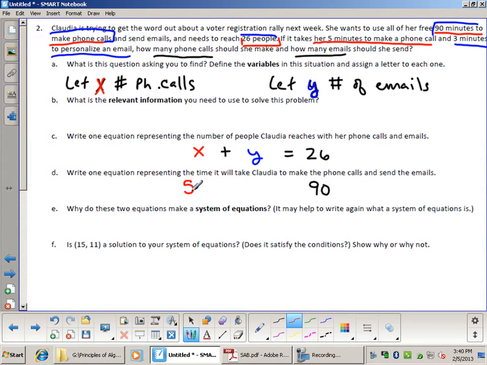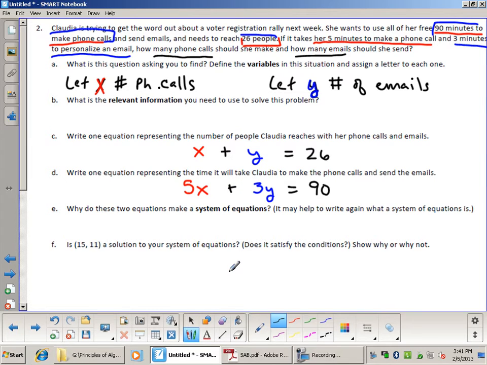Same reasoning can apply to the emails. 3 minutes to personalize an email. And I don't know what she's doing to personalize an email, that's a lot of time to be emailing somebody. But anyway, we're looking at 3 times Y. So of course, to make that hit the total of 90, we're going to be adding these together. So here's an interesting question.